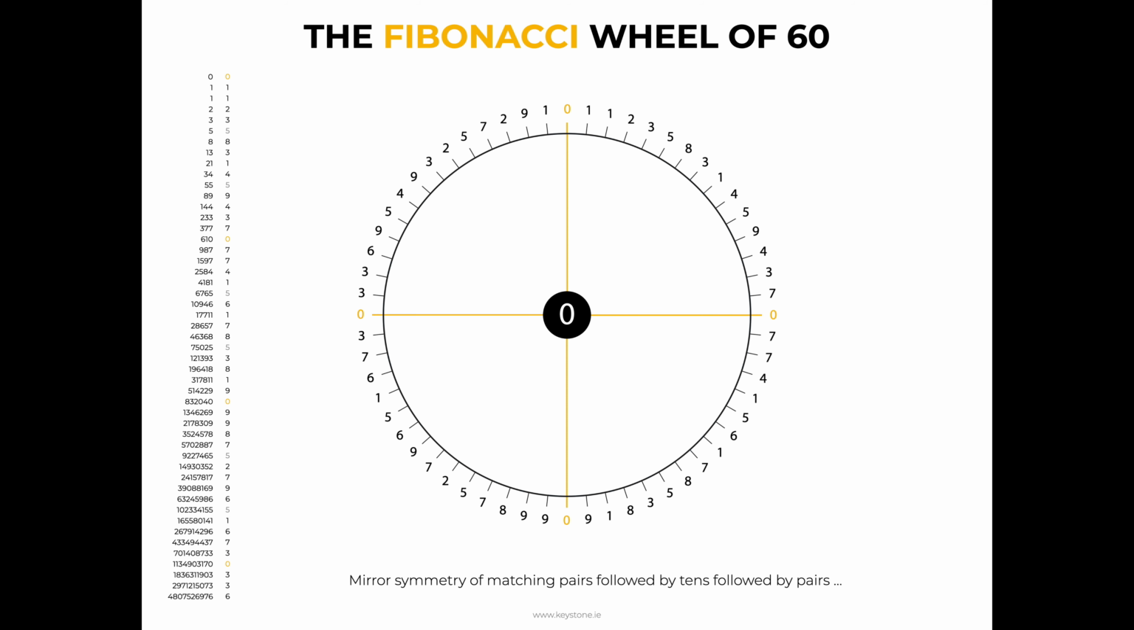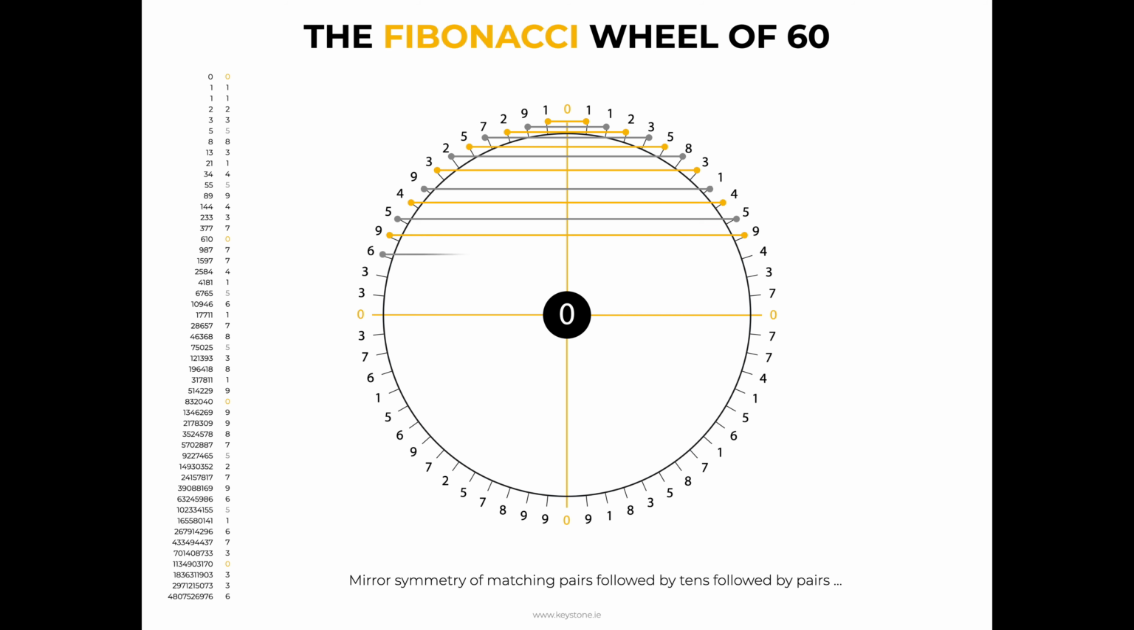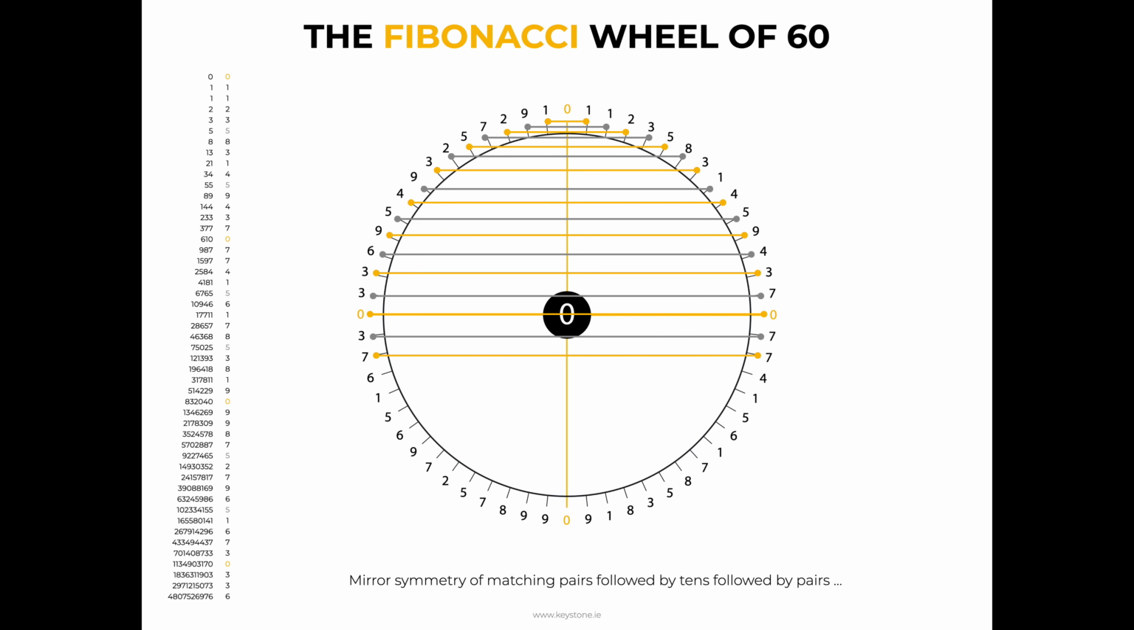We also find the same mirror symmetry of pairs followed by 10s this time. So pair of 1s, 1 plus 9 is 10. Pair of 2s, 7 plus 3 is 10. This pattern of pairs and 10s goes all the way down the wheel. So the Fibonacci wheel of 24 is based on 9, and the Fibonacci wheel of 60 is based on the number 10.